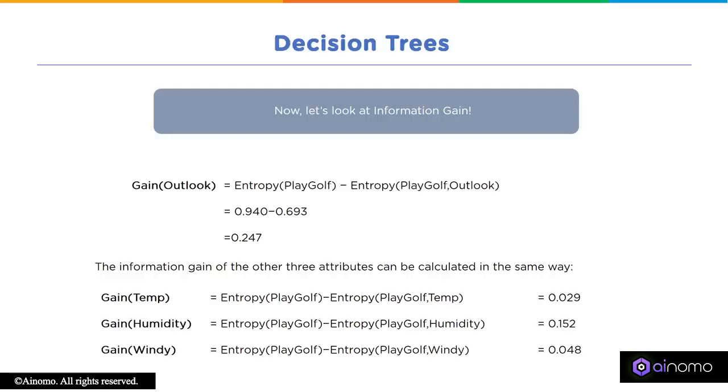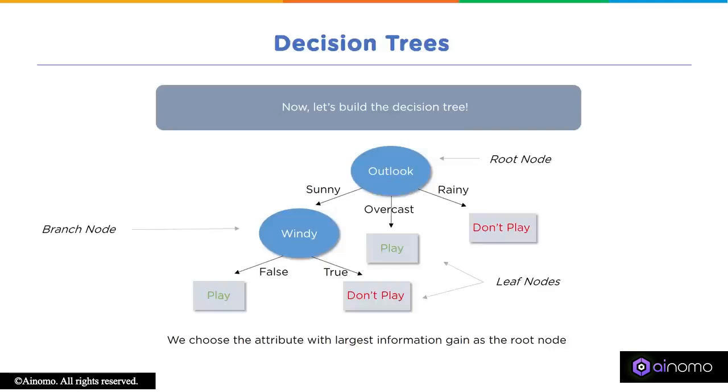The information gain of the other 3 attributes can be calculated in the same way. So we have our gain for temperature equals 0.029. We have our gain for humidity equals 0.152, and our gain for a windy day equals 0.048. And if you do a quick comparison, you'll see the 0.247 is the greatest gain of information, so that's the split we want. Now let's build the decision tree.